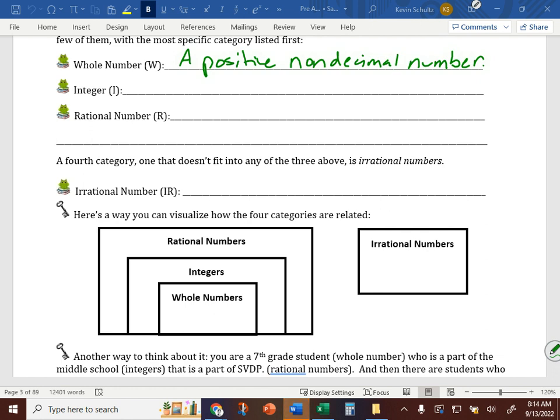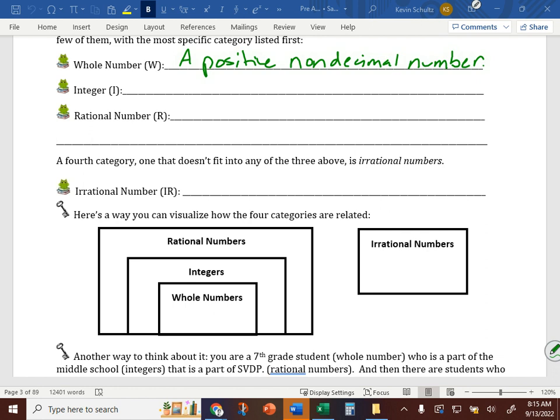A positive non-decimal number. So examples, 1 would be a whole number. 2 is a whole number. 3 is a whole number. 4 is a whole number. 5 is a whole number. 6 is a whole number, right? So you got the point there. You can abbreviate whole number with W if you would like.